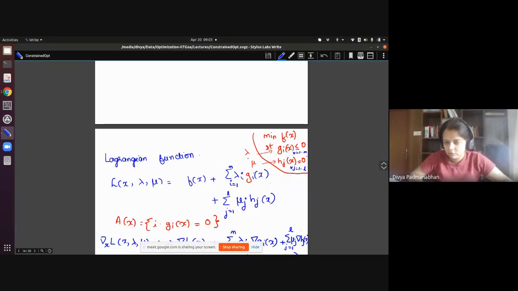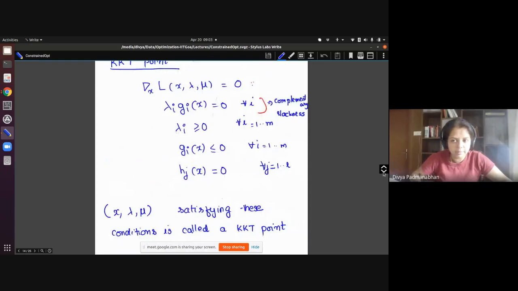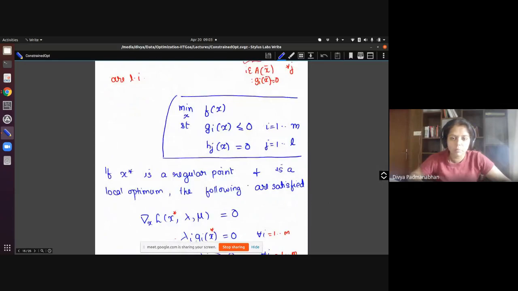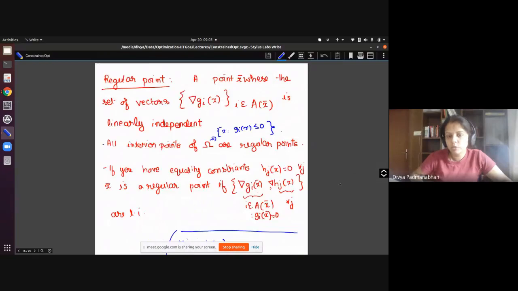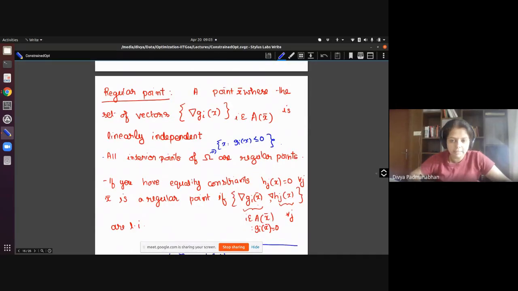you have some multipliers for each of the constraints, each of the inequalities and the equalities as well. And we saw the notion of KKT points, and we said that if x star is the optimum point, provided it's a regular point. By regular point we mean that you take all the active constraints, the constraints at which the inequalities are satisfied with equality, and you take the gradients of those functions, and they have to be linearly independent.